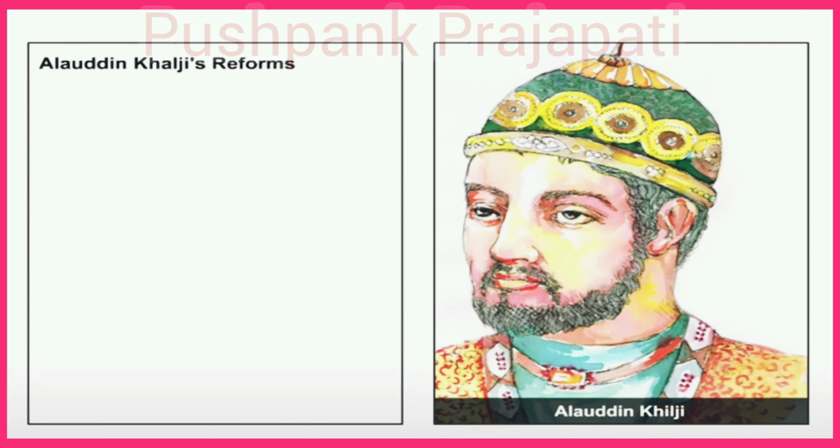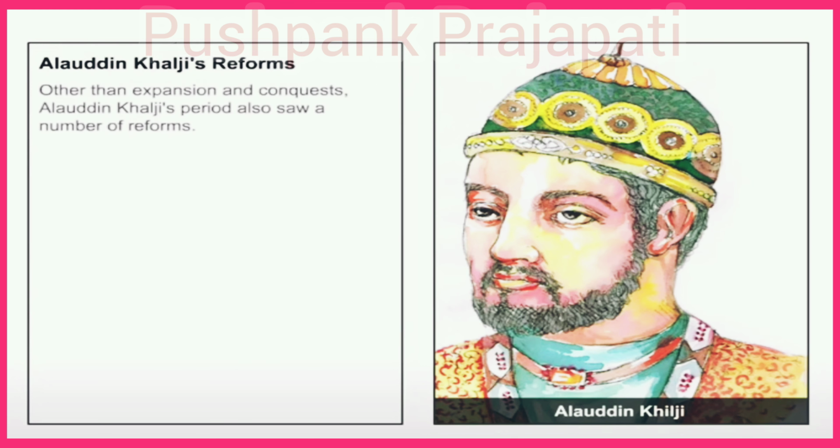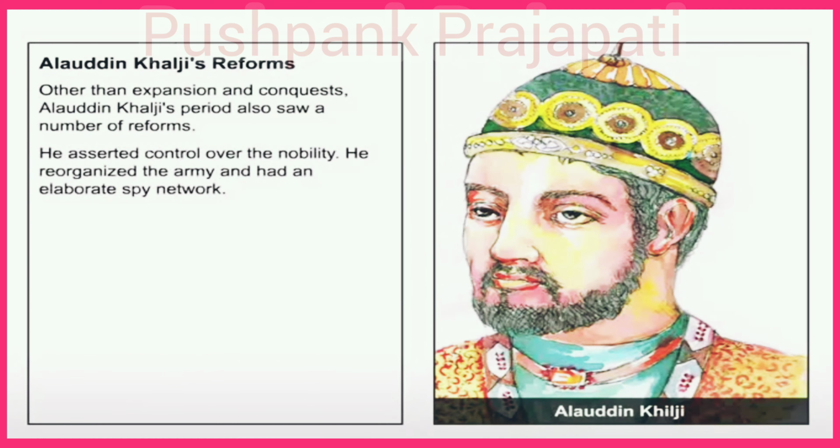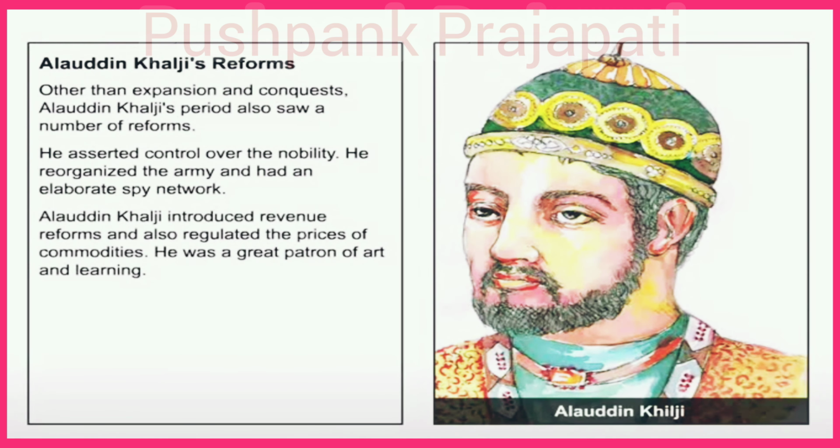Alauddin Khilji's reforms. Other than expansion and conquests, Alauddin Khilji's period also saw a number of reforms. He asserted control over the nobility. He reorganized the army and had an elaborate spy network. Alauddin Khilji introduced revenue reforms and also regulated the prices of commodities.